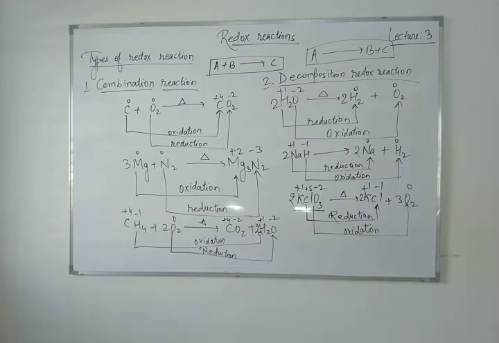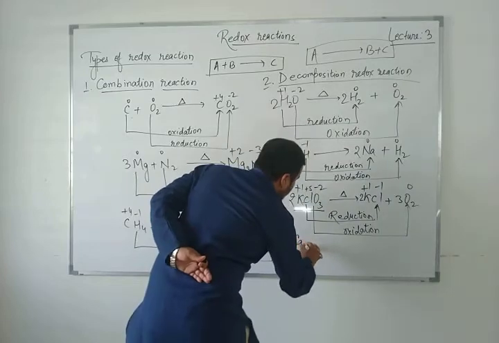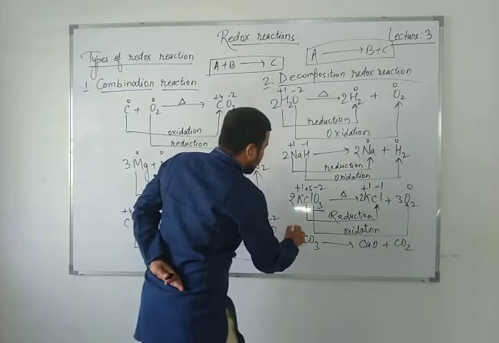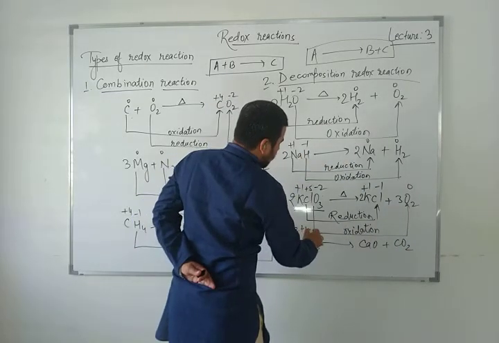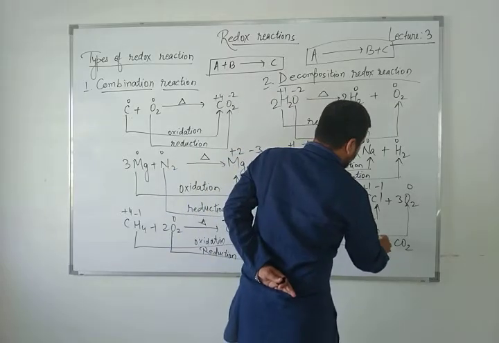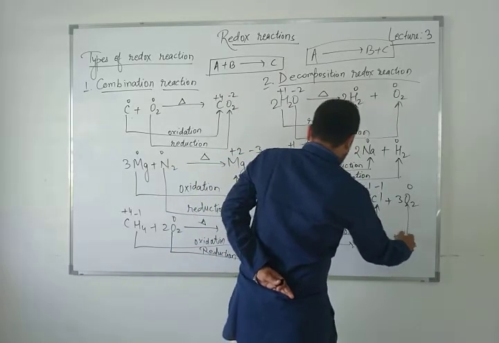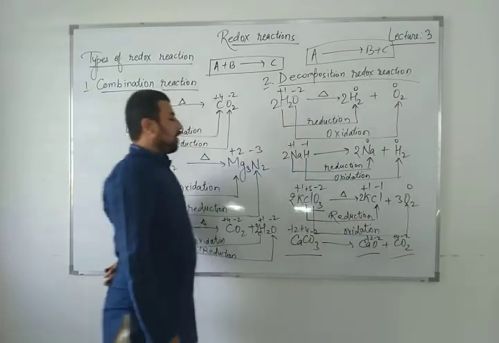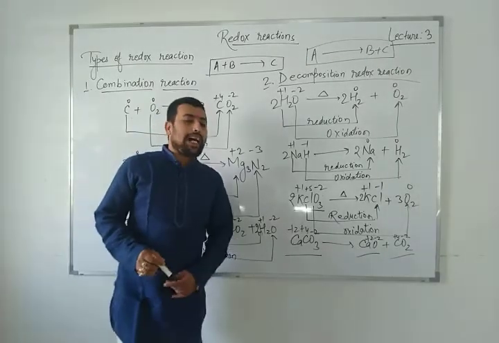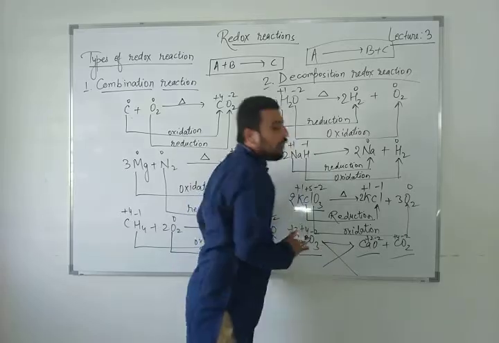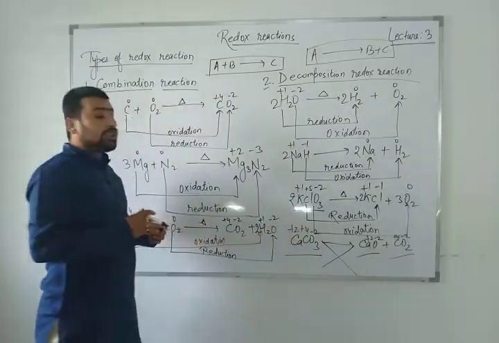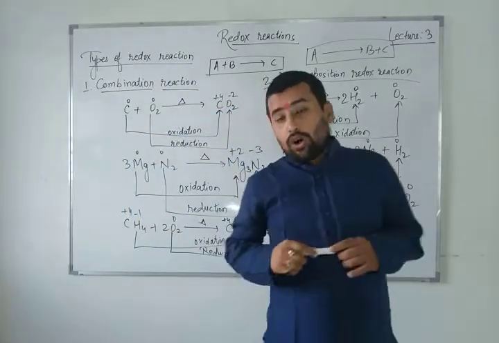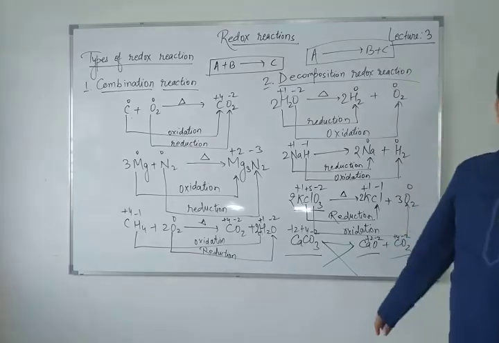For example, as I have given you on day one, the reaction of calcium carbonate, CaCO3, breaking down into CaO plus CO2. Here calcium is plus 2, carbon plus 4 and oxygen minus 2. Here also calcium is plus 2, oxygen minus 2, carbon plus 4, oxygen minus 2. So you can see in the reactant side and the product side, the oxidation states of all the elements are the same. So this is not a redox reaction. All decomposition reactions are not redox reactions. You should remember this in your mind.